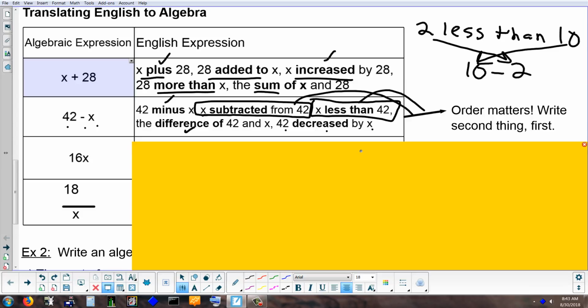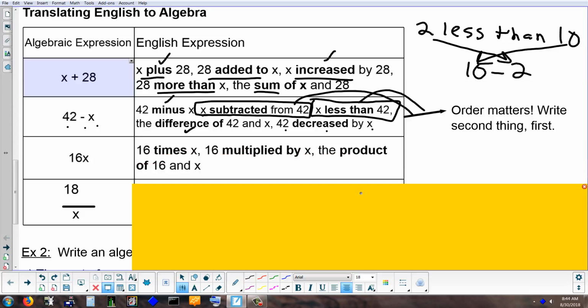How about the third row? How could you say 16 with an x next to it? How about Matt? 16 times x. Yep, 16 times x. What do you call it when you multiply two numbers together? Like 2 times 3 is 6. 6 is the what of 2 and 3? The product. Yep, it's the product. So the product, we did that one. The first one we did, 16 times x, and 16 multiplied by x. So not as many ways on that one.